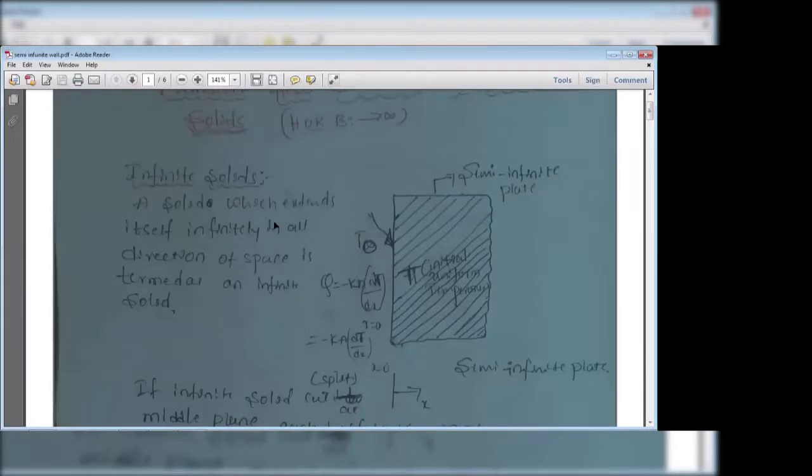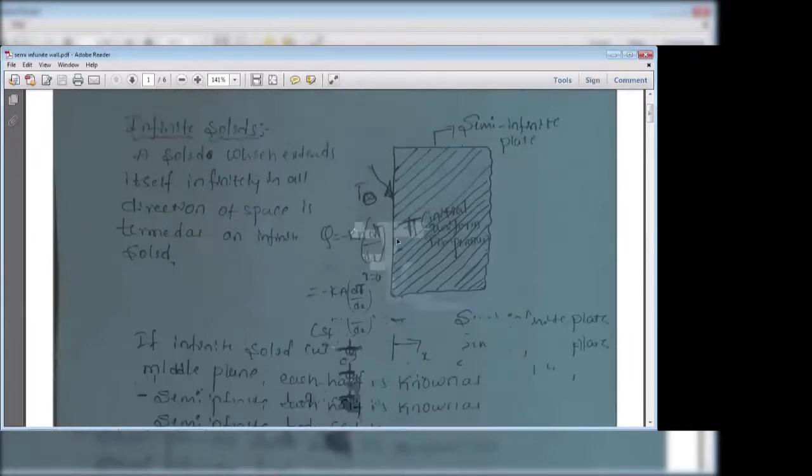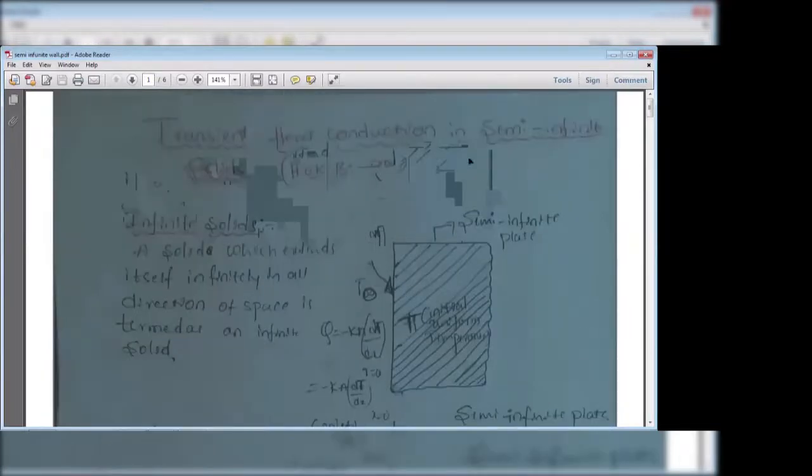This T naught is called the surface temperature, and Ti is called the initial temperature. This is the solid material through which conduction takes place. The conduction is q = -kA dT/dx. This is at x = 0, and this is at x = infinity, because it is an infinite solid.